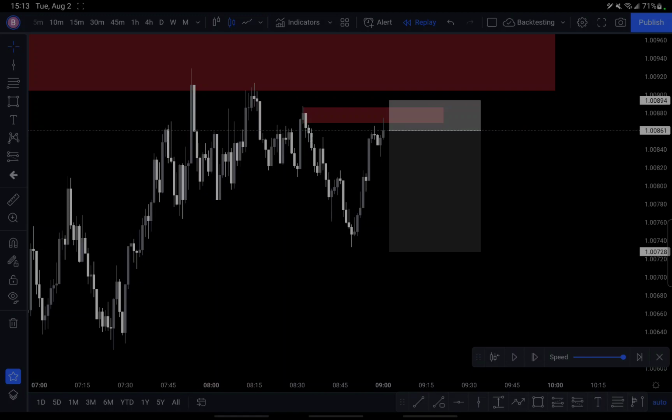Okay, so let's see. So waited for price to enter POI. Wyckoff distribution formed. Okay, entered at close of candle that entered our zone. Our supply zone.